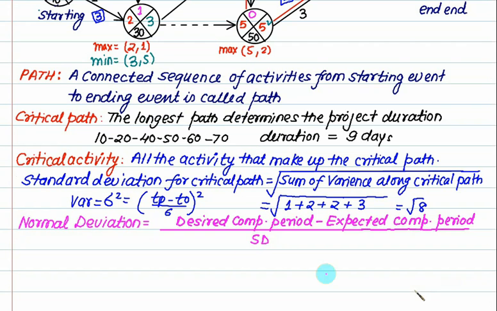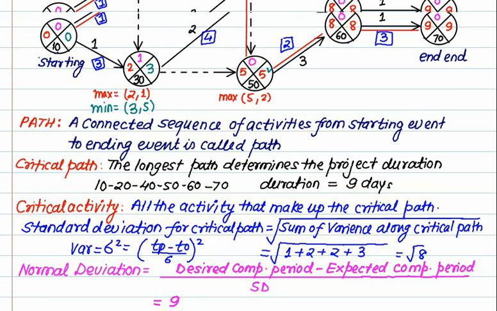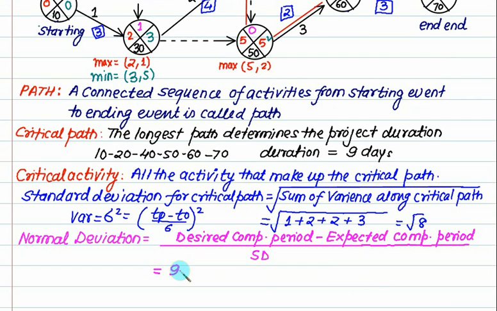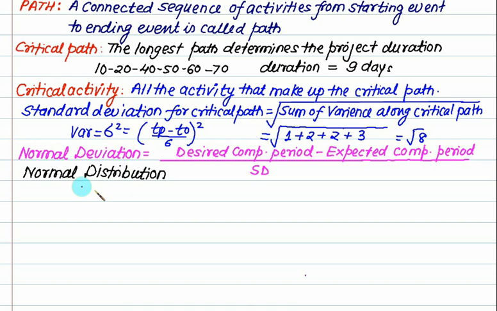Suppose I say that my desired period is 9 and my expected completion period is also 9. So this is 9 minus 9, divided by SD. SD is root 8. But what is the numerator? The numerator is 0. So this one is the normal deviation, which is normally represented by Z. Then the probability of completing this we can find out from P(Z). So P(Z) equals what? P(0).